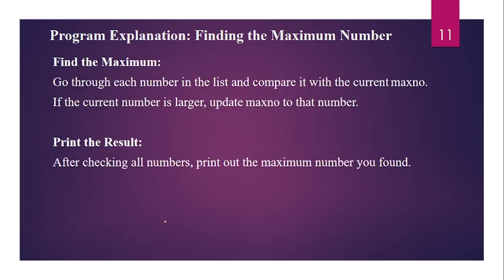Once you are done with 8 entries, whatever the highest number is in the maximum number will be printed at the output as the largest number. So what will happen? It will go through each number in the list and compare it with the current maximum number. If the number is larger, the maximum number will be updated to that number. Then, after checking all the numbers, it will print out the maximum number from the list.